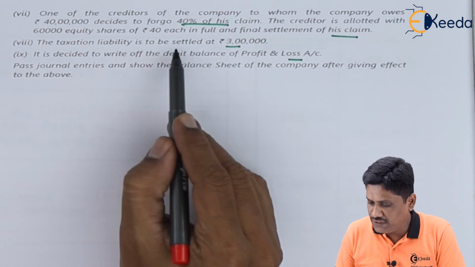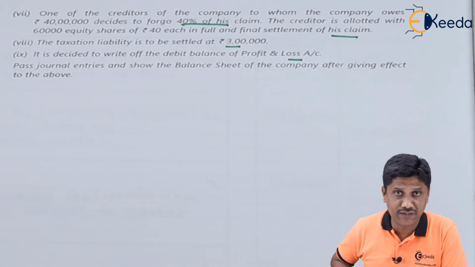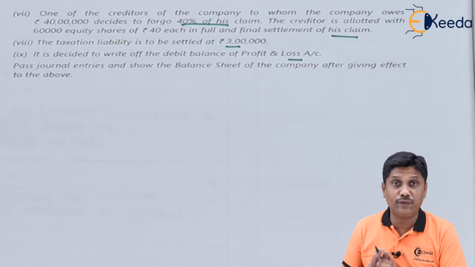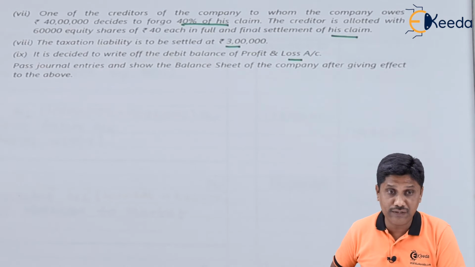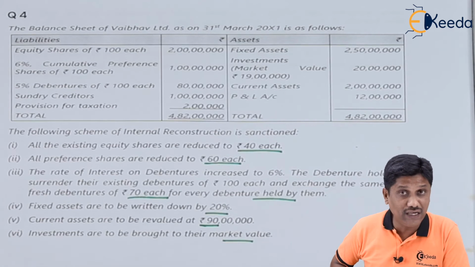Taxation liability is to be settled at rupees 3 lakhs. Settled means it is also paid. As I discussed earlier, your liability amount is 2 lakhs. Rather, it is provided for 2 lakhs. Let me show you the question. Your provision for tax is just 2 lakhs. But how much amount is to be settled? 3 lakhs. Means it is paid.